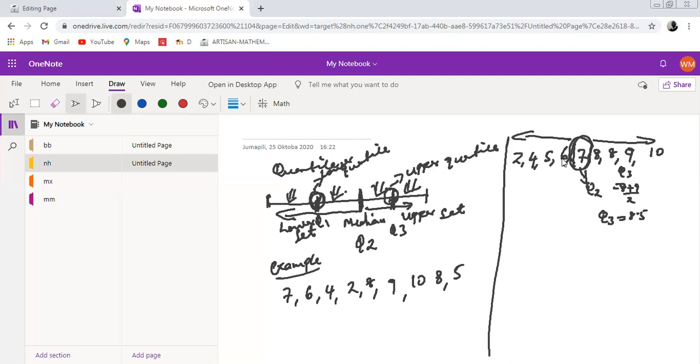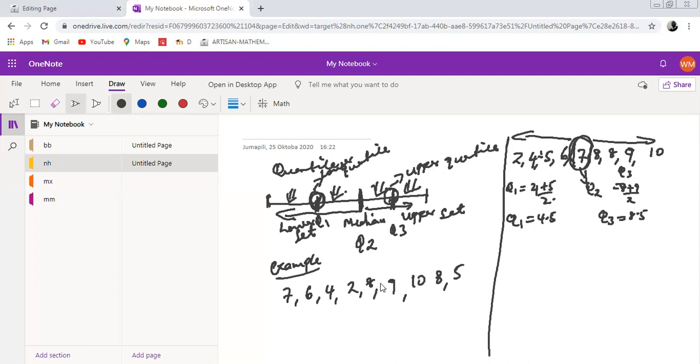The lower quartile is going to be the median of 2, 4, 5, and 6, which is going to be somewhere in between here. So what we need to do is to get the median of these, which is actually what? Q1 would be equal to 4 plus 5 over 2, which is going to be 4.5. That is actually our Q1. Now, that is how simply you get the quartiles for ungrouped data.